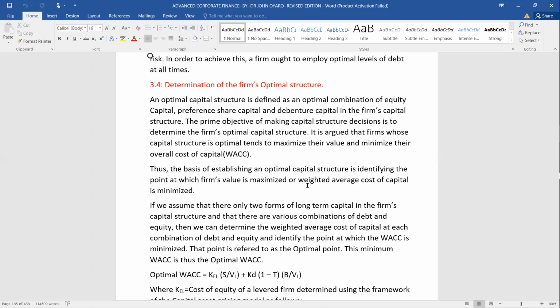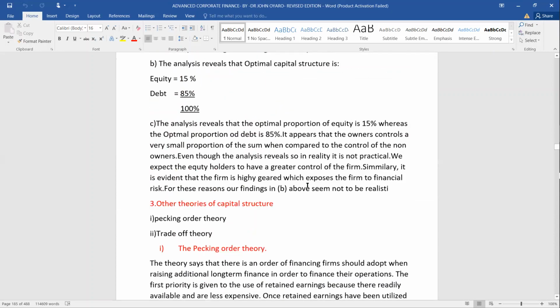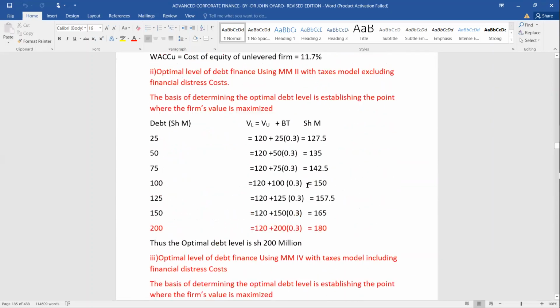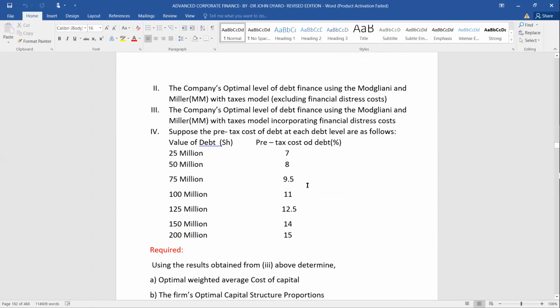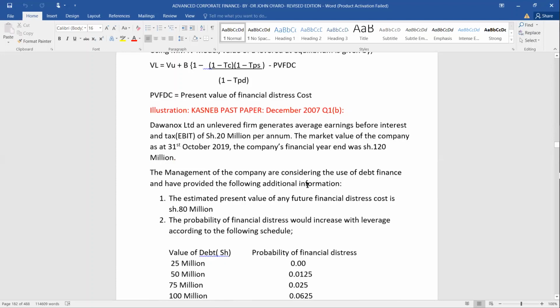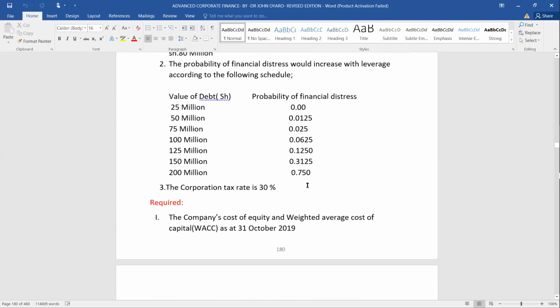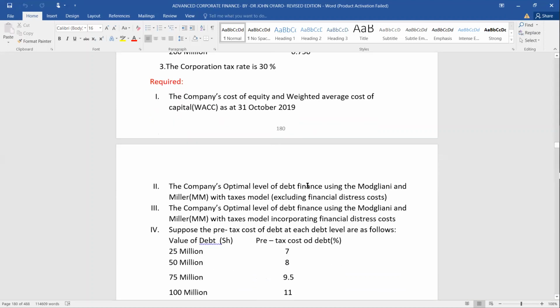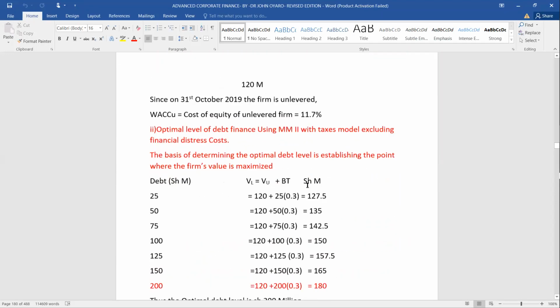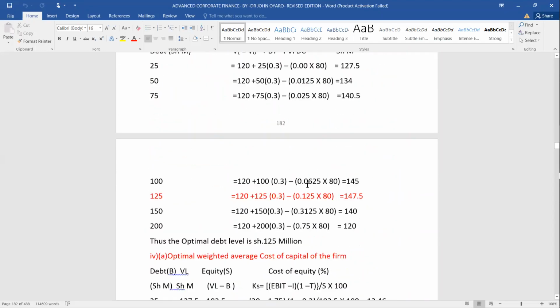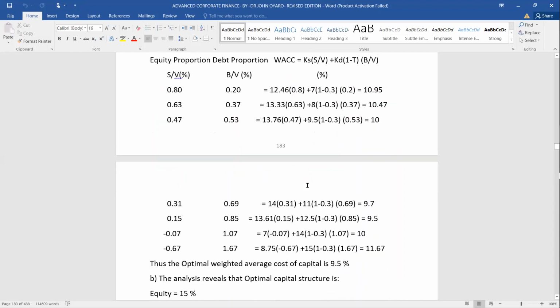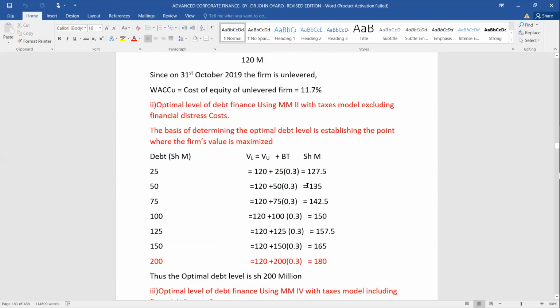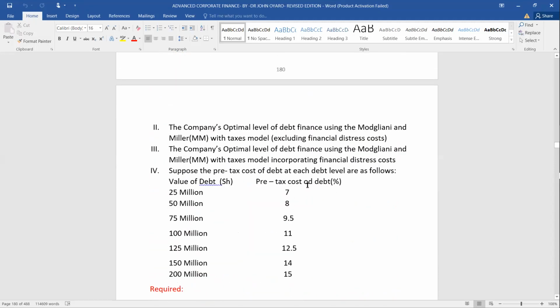Like this question I left, it was asking that, and I deliberately left it out for the time being. I don't know if you noticed. This question of December 2007, if you check number 3, the company's optimal debt finance, you see, it's connected to what I'm talking about. That at the optimal point, the company's value can be maximized and the overall cost of capital is minimized. In this illustration, the same illustration, if you noticed, I added a question 4.